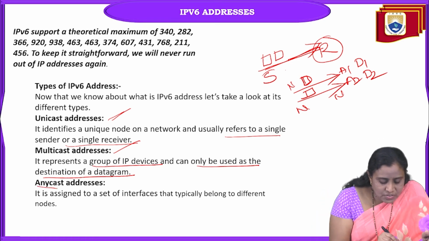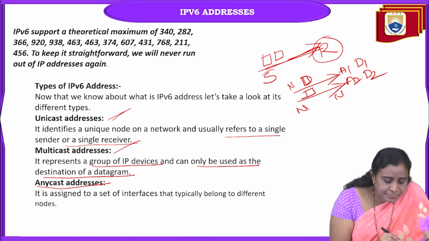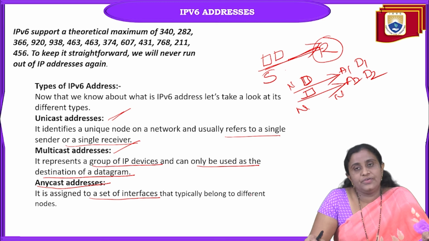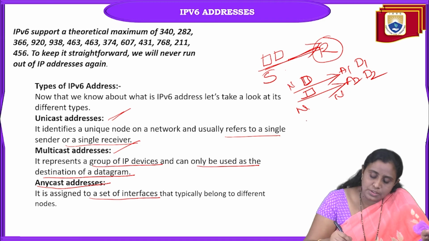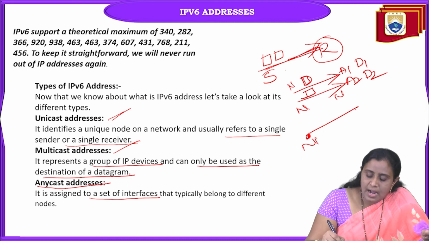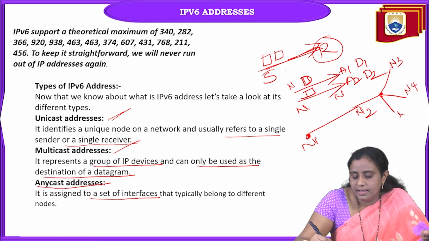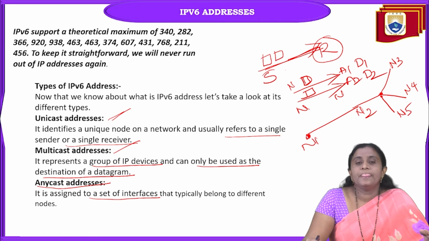So, the anycast address, this is the third part of addressing which should be included under IPv6. It is assigned to a set of interfaces which typically belong to different nodes. A set of nodes means, suppose there is node 1 and it has node 2, which will be connected with a different number of nodes like N3, N4 and N5. So it is assigned to a set of interfaces which typically belong to different nodes.